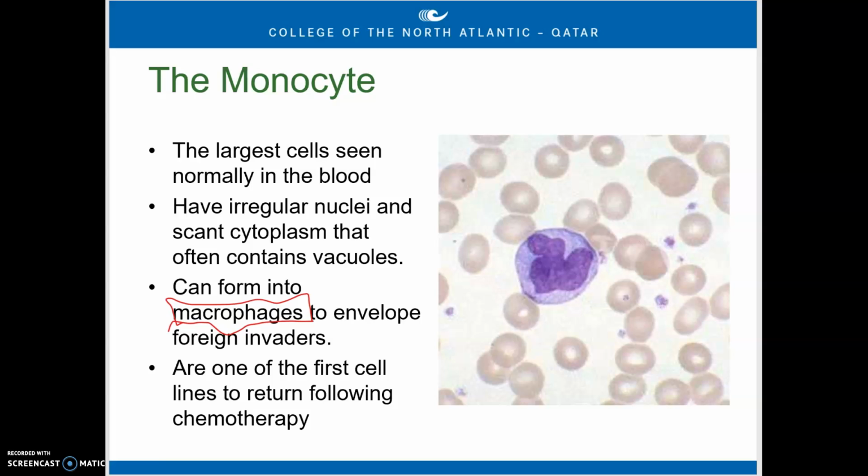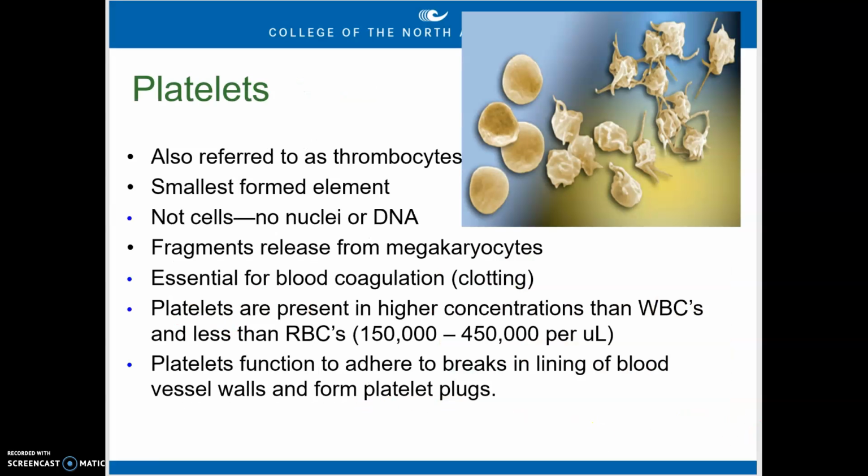If you're ever having issues with your immune system, for example, if you were to take cancer drugs, chemotherapy, those drugs are usually designed to essentially eliminate your immune system white blood cells. These are the first type of cells that will come back after cancer treatment. Okay, that's it for the white blood cells.